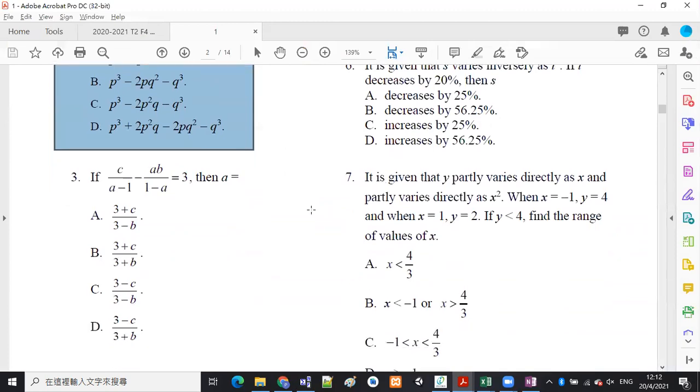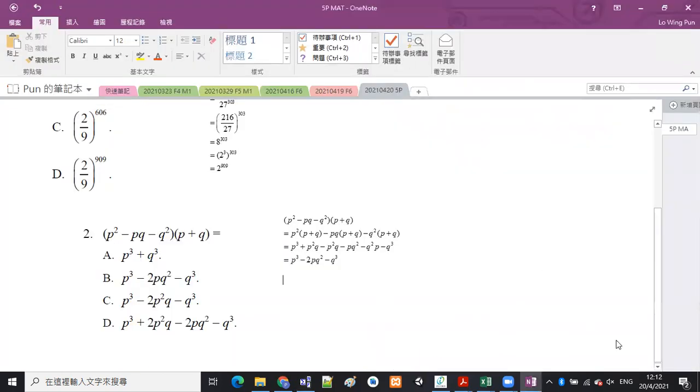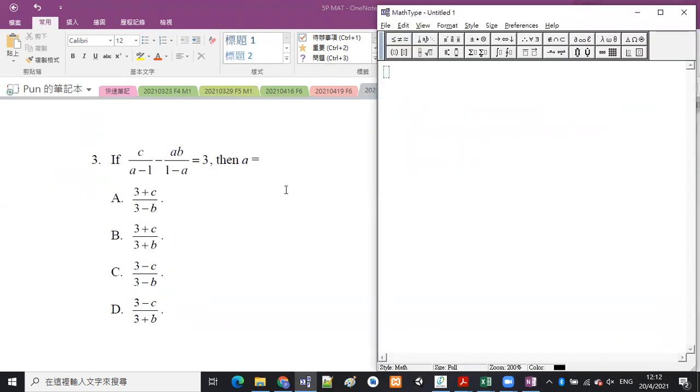Okay. Number three. So C over A minus 1 minus AB over 1 minus A is equal to 3. Did you notice that the two denominators are almost the same? One of them is A minus 1 and the other is 1 minus A. They are just opposite to each other. Okay? So what can we do if they are just opposite to each other?